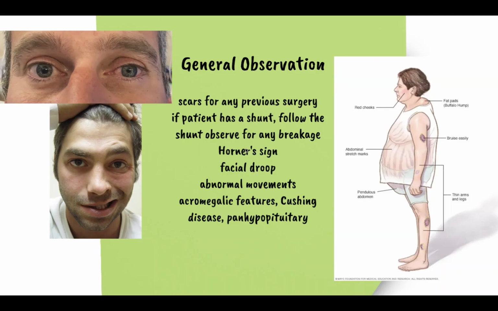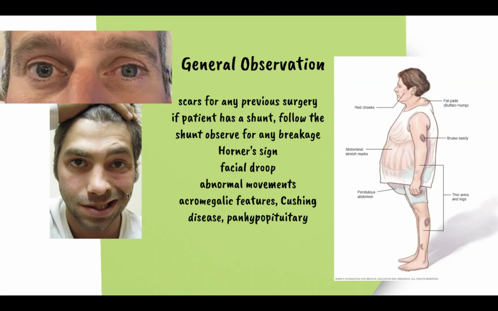Horner's sign is demonstrated in this picture in the top left-hand corner. You can see that one eyelid is lower than the other, and the pupil itself is also smaller than the other one. Probably not shown in this picture, but this patient probably has decreased sweating on half of his face. Horner's sign is a disruption of the sympathetic innervation to that side of his face, and there's a variety of reasons for which that could happen.